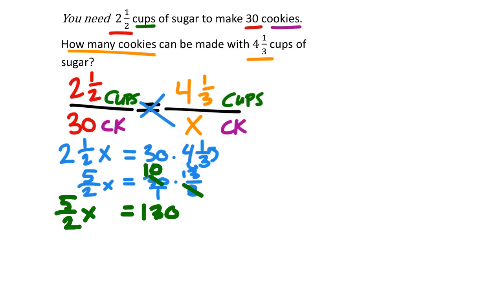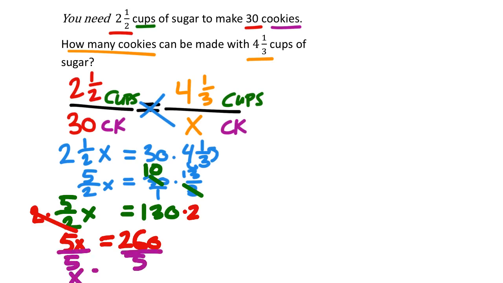Whether you do this in 2 steps or 1 is up to you, but I'll do it in 2 steps. Multiplying by 2 gets rid of this denominator, which makes it 5x equals 260, which is 130 times 2. And then finally, divide both sides by 5, which tells us that x equals, what is that, 52?